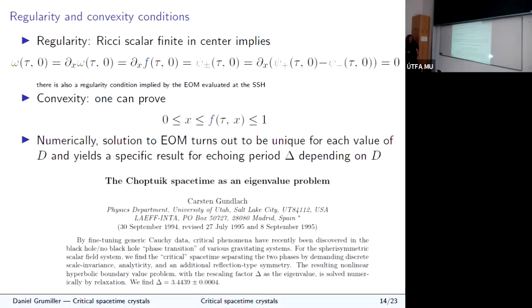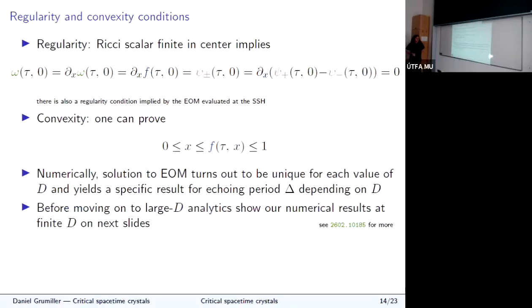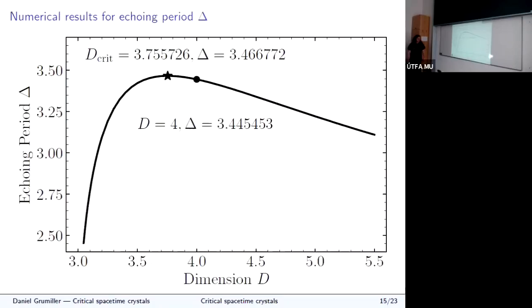Now, when you numerically solve these equations of motion, you find that the solution is actually unique for each value of the dimension and yields a specific result for the echoing period delta depending on the dimension. So this is based on this work by Gundlach, which is based on this eigenvalue problem. He solved this in 4 dimensions, but the same kind of solution works in other dimensions. So before moving on to the large D analytics, I'll show you some numerical results, and I'll give a puzzle to you, so I'll let you guess the function. At the end of the talk, you can verify or falsify your guess.